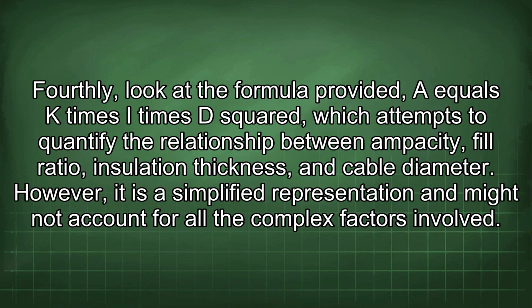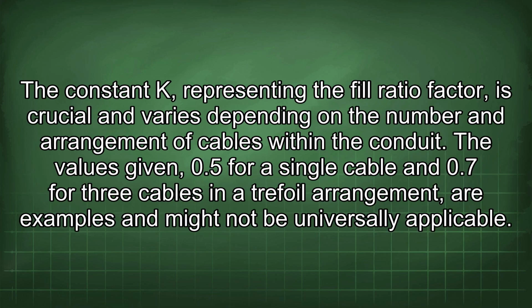Fourthly, look at the formula provided, A equals K times I times D squared, which attempts to quantify the relationship between ampacity, fill ratio, insulation thickness, and cable diameter. However, it is a simplified representation and might not account for all the complex factors involved. The constant K, representing the fill ratio factor, is crucial and varies depending on the number and arrangement of cables within the conduit. The values given, 0.5 for a single cable and 0.7 for 3 cables in a trefoil arrangement, are examples and might not be universally applicable.